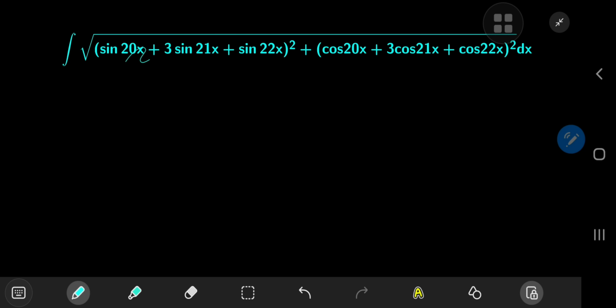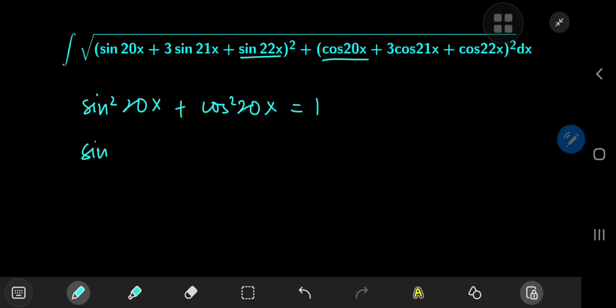So first up, notice that we have to square these two bad boys, right? So on expanding the squares, we're going to get a squared sine of 20x plus a squared cosine of 20x, which gives us 1. We're also going to have a squared sine of 22x plus a squared cosine of 22x, which again gives us 1.